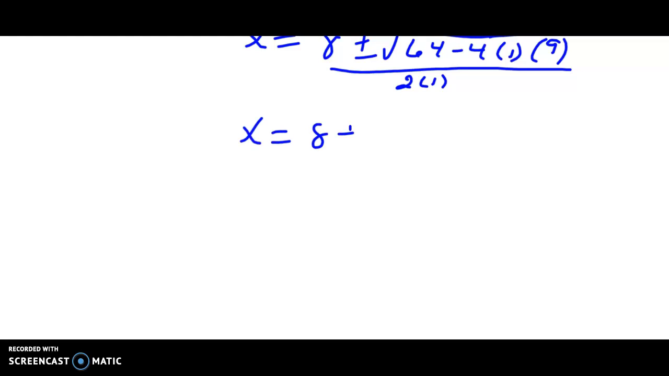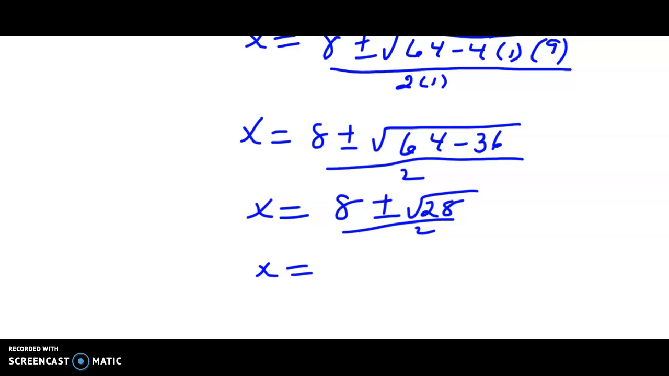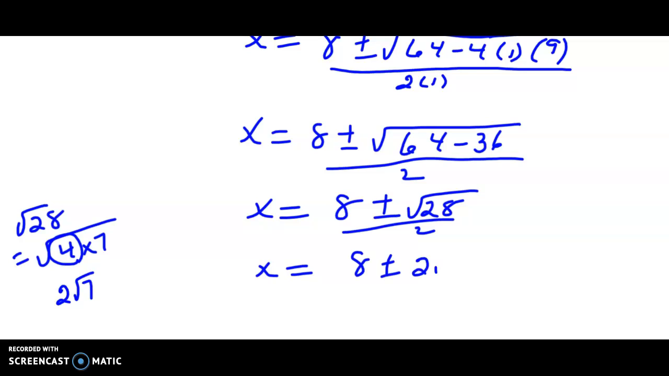So I continue the process of doing my algebra. So I get 64 minus 36. I will get 8 plus or minus the square root of 28. Just to remind you of how to reduce 28, even though we're going to use our calculator, 28 is 4 times 7, so the root of 4 is 2, and the 7 stays under the root. So I got 2 root 7 over 2, and I can divide everything by 2 and get 4 plus or minus root 7.